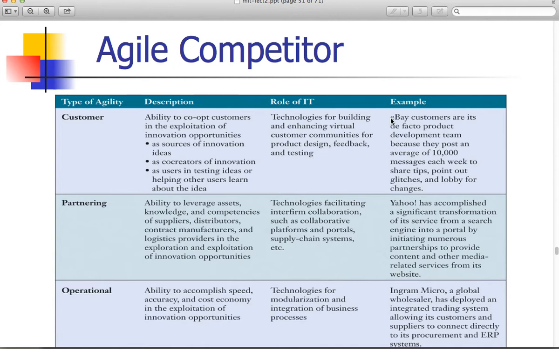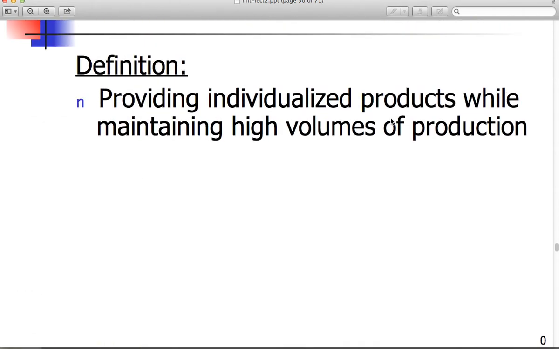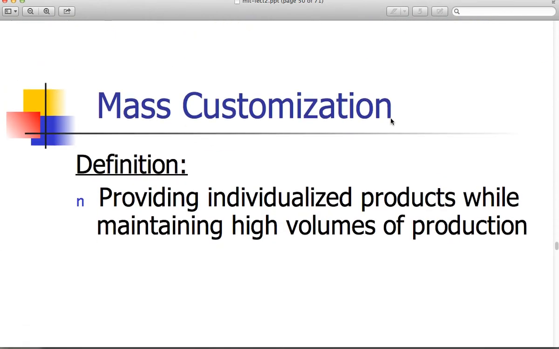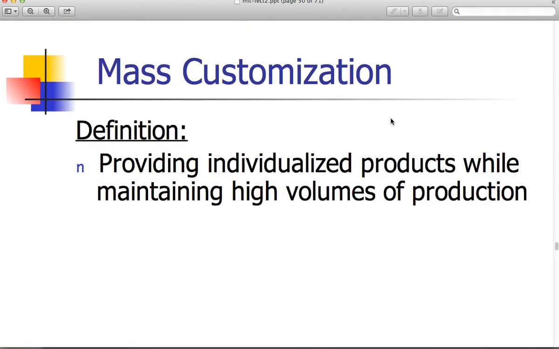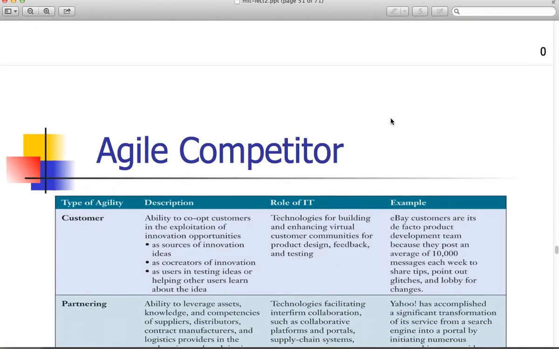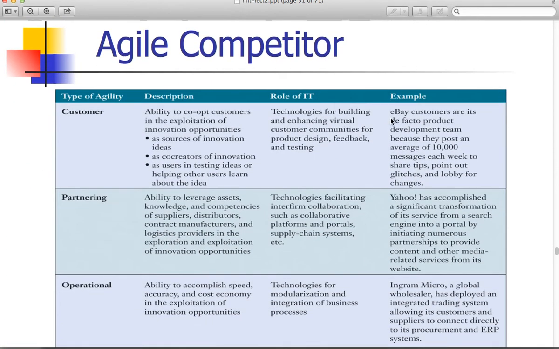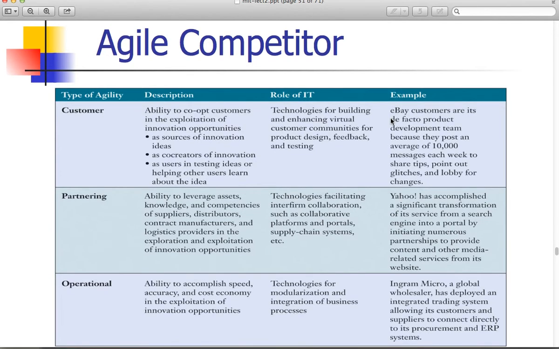So you want to do that, which makes it part of the mass customization. It's an example of that mass customization of Windows as an example. Done for a particular reason. It makes the hardware sell better because it makes it perform better. So we have agile competitors.